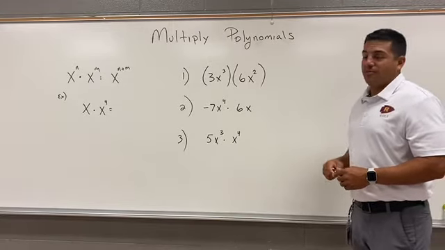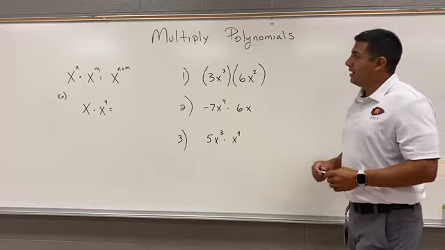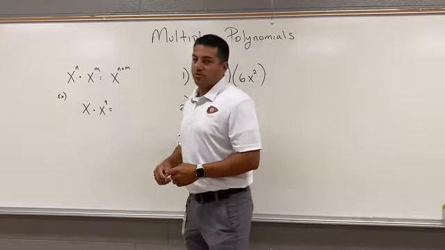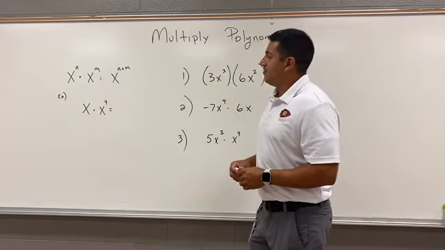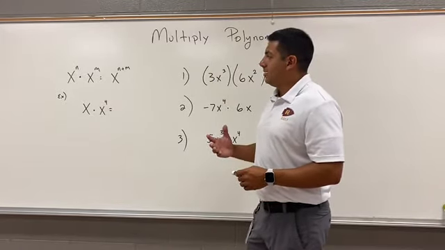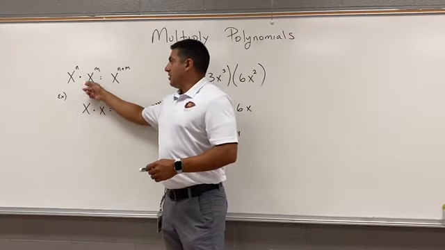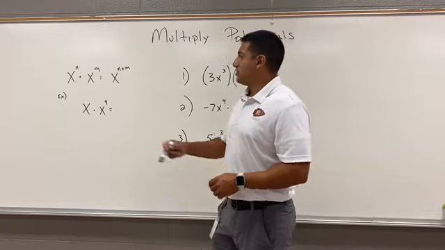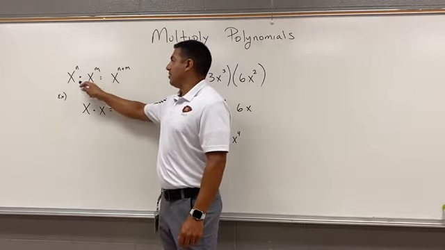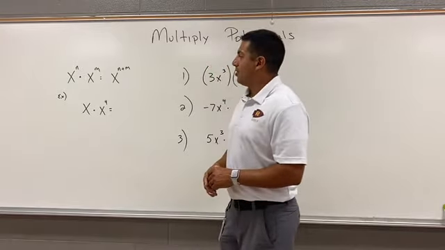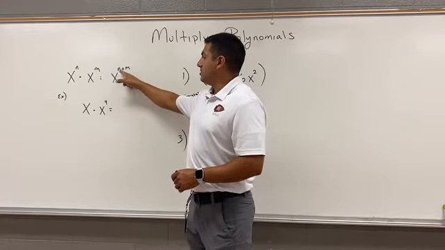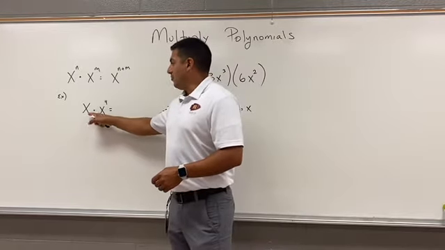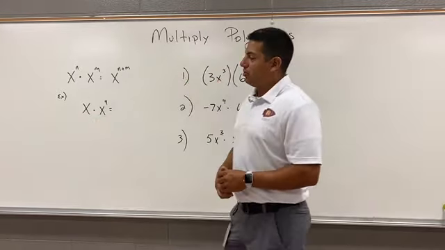Alright guys, today we're going to talk about multiplying polynomials. And the way we have to start is we have to review our exponent rules. So anytime we're going to be multiplying variables together that have an exponent, we have to add the exponents. So for example, x to the n power times x to the m power would result in x to the n plus m power. So for example here, if we have x, there's nothing there, so there's an understood 1.